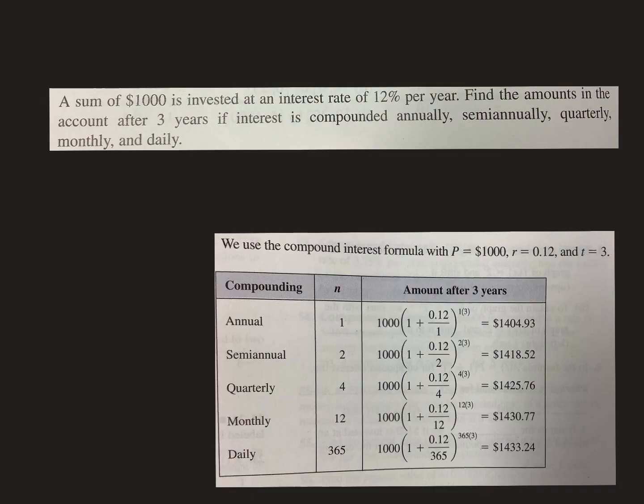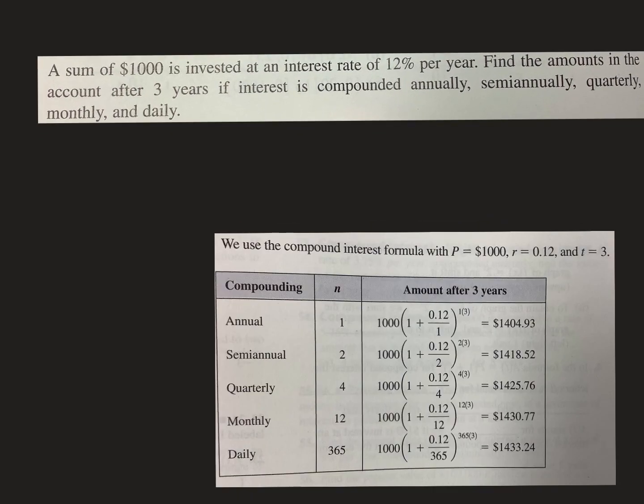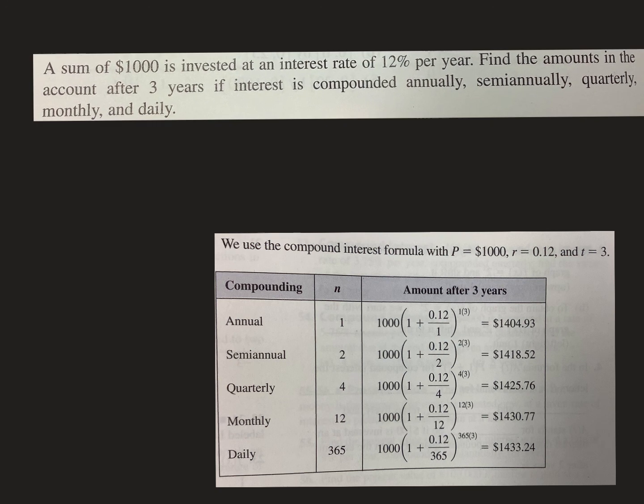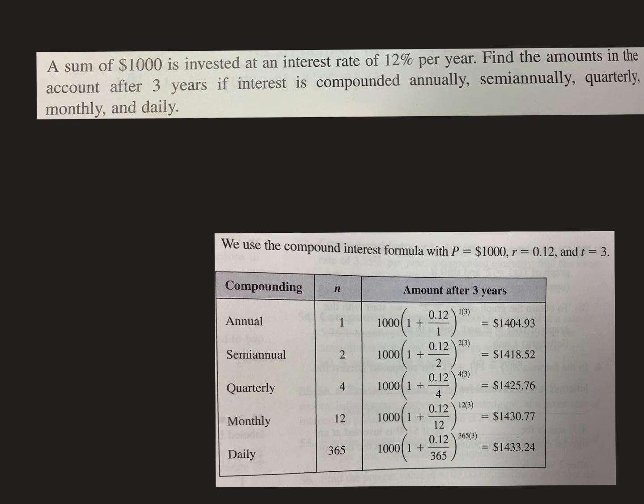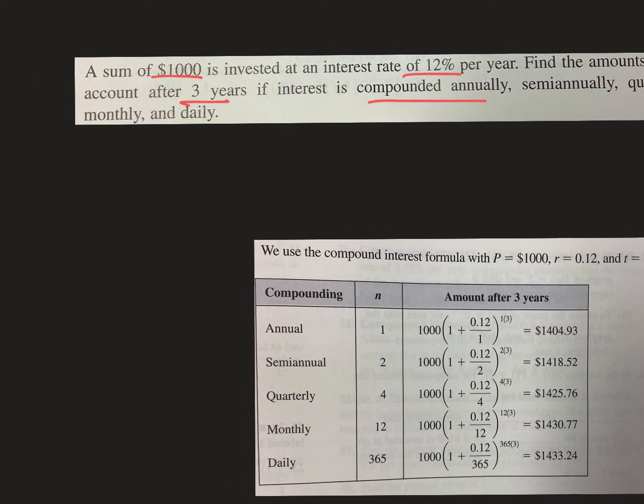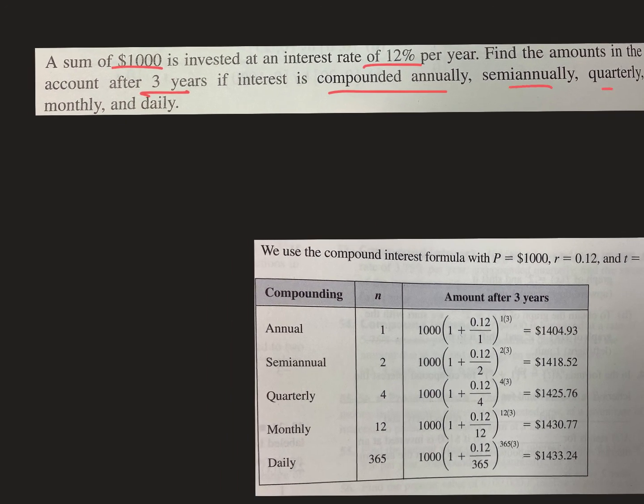All right, here's what the problem is going to look like. It says a sum of 1,000 is invested at a rate of 12% per year. So there's my principal. There's the rate. Find the amounts in the account after 3 years. That's my time. If interest is compounded annually, semi-annually, quarterly, monthly, daily. So that's like 5 different things. I'm going to show you one and just show you the answers to the rest. Let's do quarterly because that's the one I've been talking about the most.